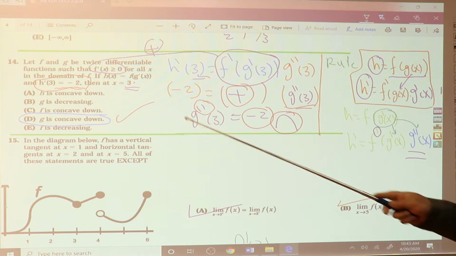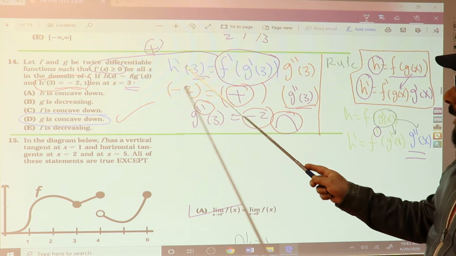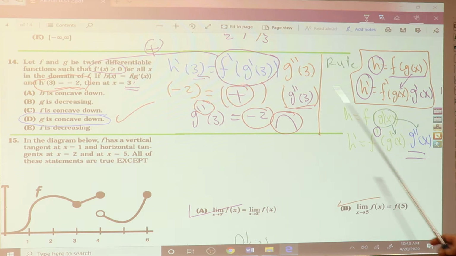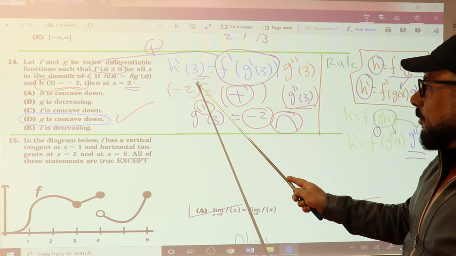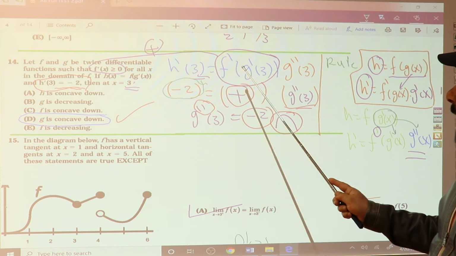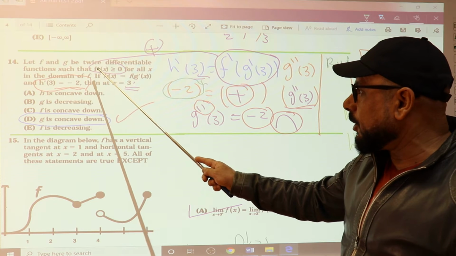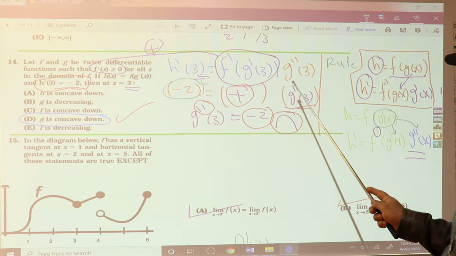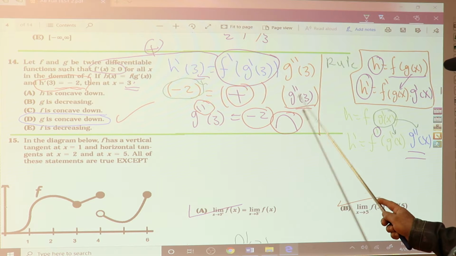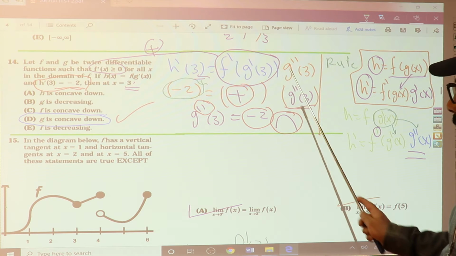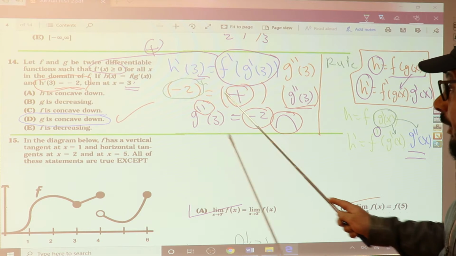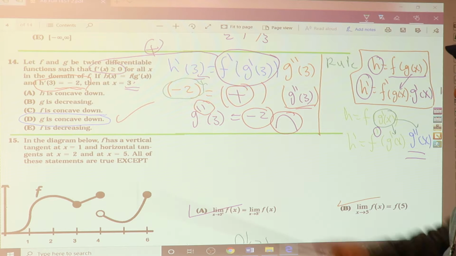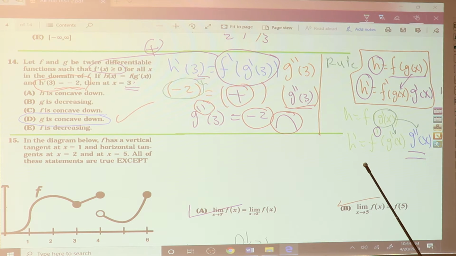Let us apply our numbers. We want x equal 3, then h prime of 3 equals f prime of g of 3 times g prime of 3. What's given in the problem? h prime of 3 is -2. And this function f prime of x, I circled it here, is always positive. Then positive times g prime of 3, so g prime of 3 equals -2. g double prime, which is the second derivative at 3, is negative, meaning the function is concave down, which is my answer. Okay? Let us go to number 15.